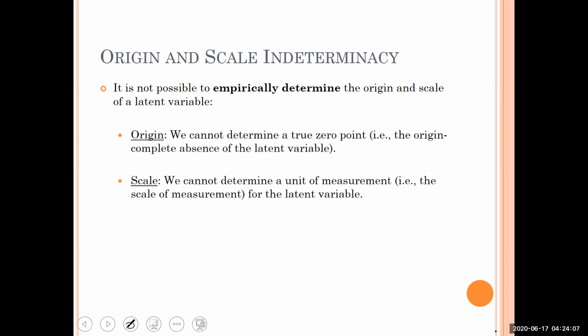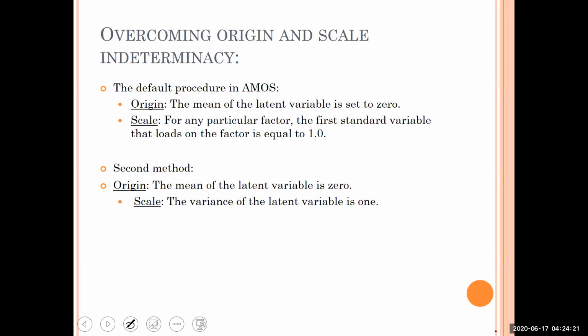So to be able to estimate confirmatory factor analysis, you need to set the scale for the latent variable. There are 2 ways of doing it. So in Amos, the default is to set the mean of the latent variable to 0, and to set the first factor loading to 1 to set the scale. So what does that mean?